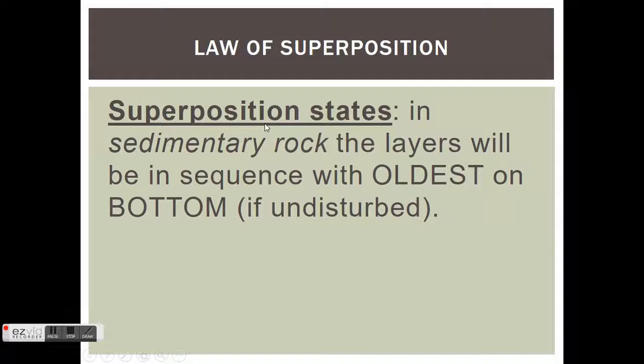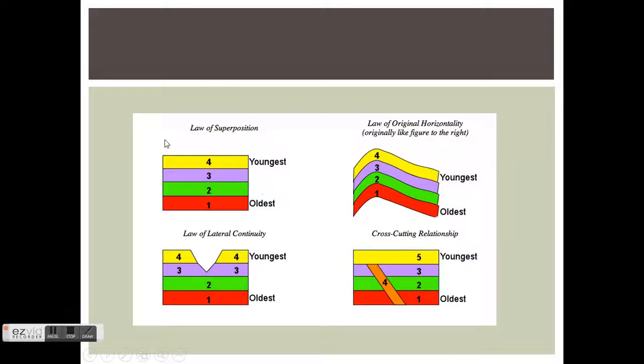So the first major law of learning target 3 is the law of superposition, which basically says when we get sedimentary rock, they form in flat layers, and the layer on the bottom is the oldest, and the layer on the top is the youngest. So we can see in the upper left-hand corner of this diagram here, we've got 4 layers, and layer 1 would have been the first layer deposited, then 2, then 3, then 4.